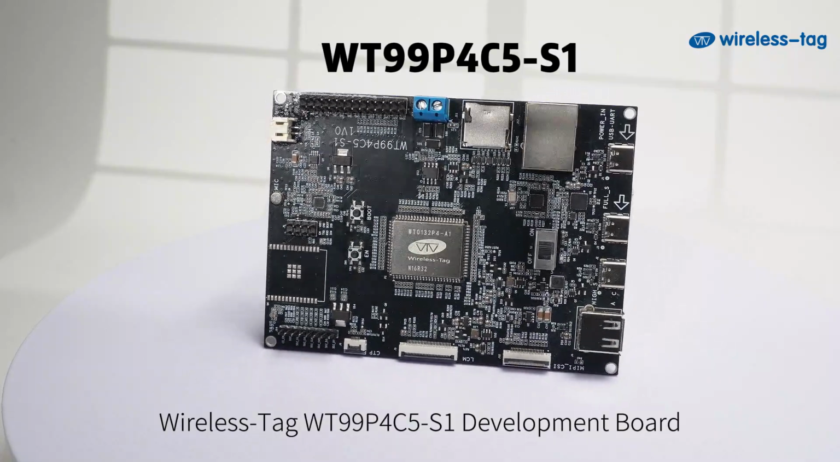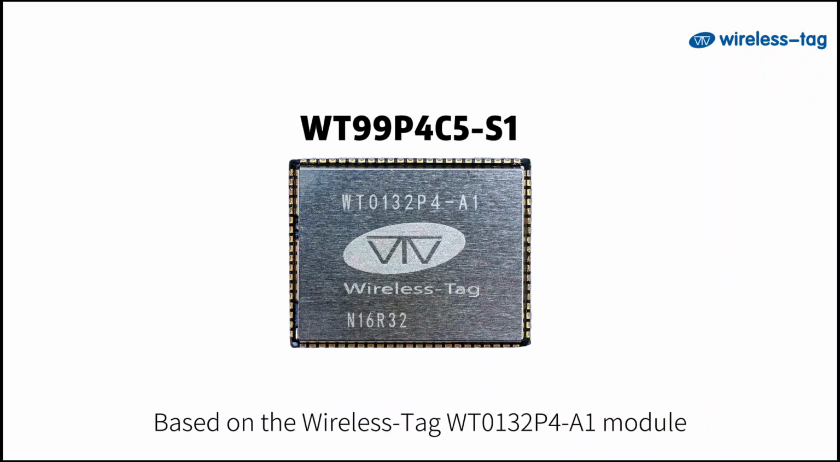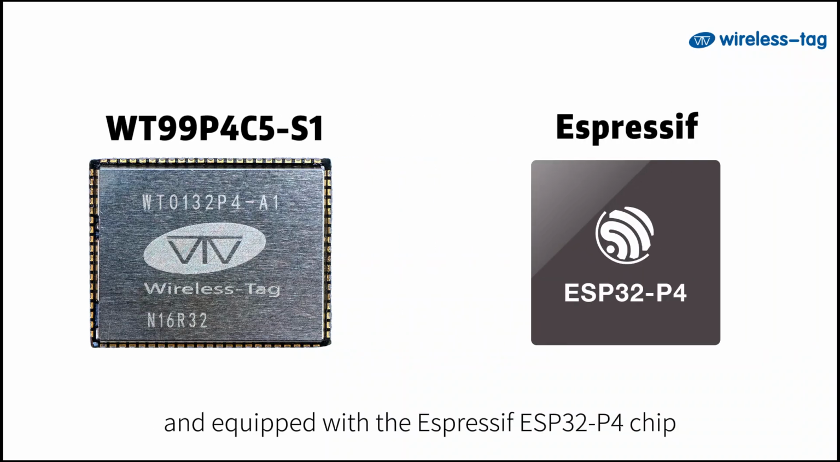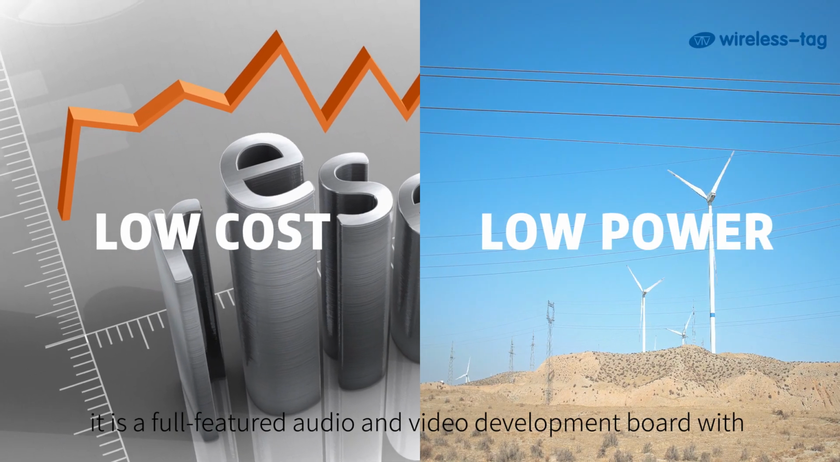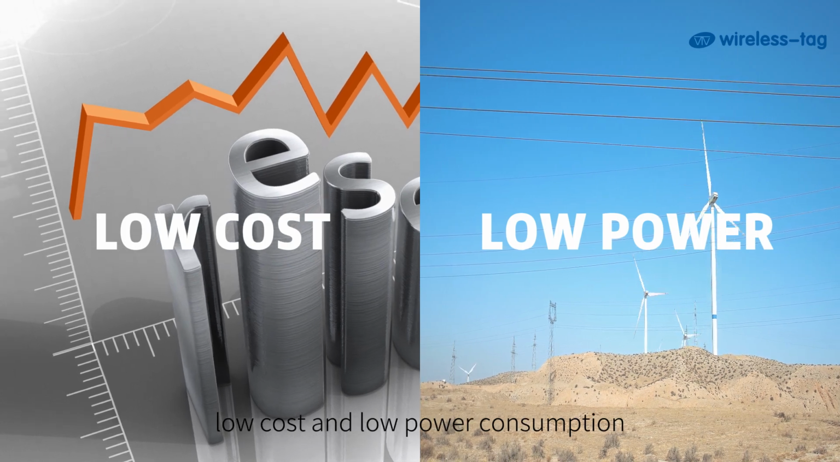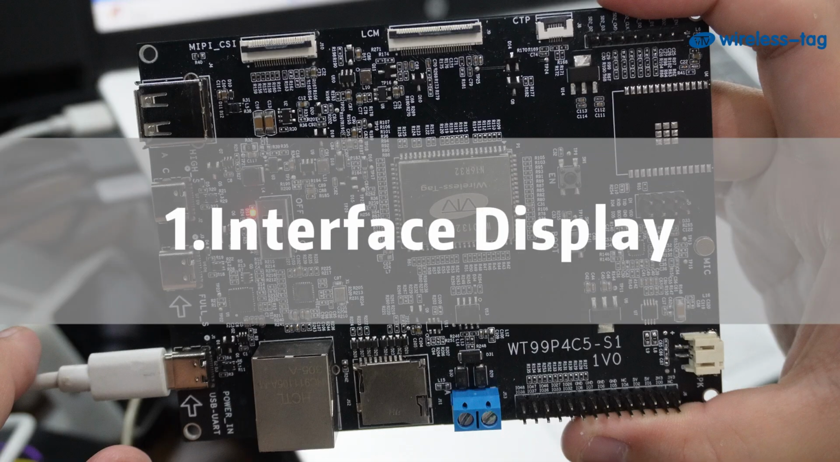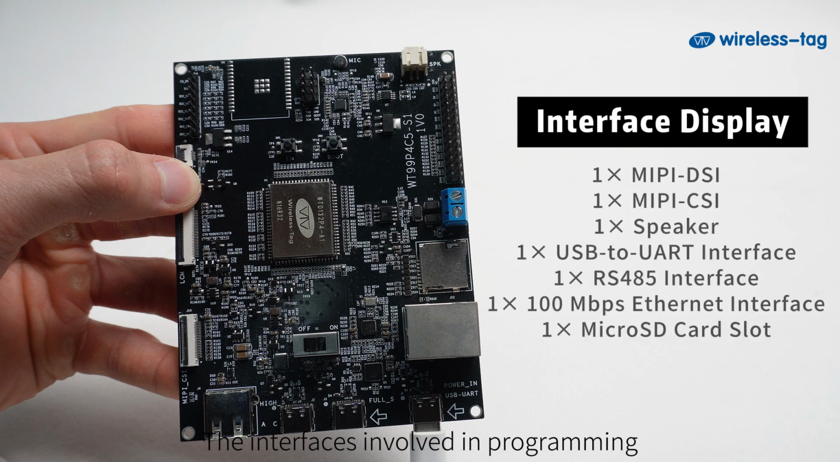WT99P4C5-S1 development board based on the wireless DAG WT0132P4A1 module and equipped with the Espressif ESP32-P4 chip. It is a full-featured audio and video development board with low-cost and low-power consumption. 1. Interface display. The interfaces involved in programming this development board are as follows.